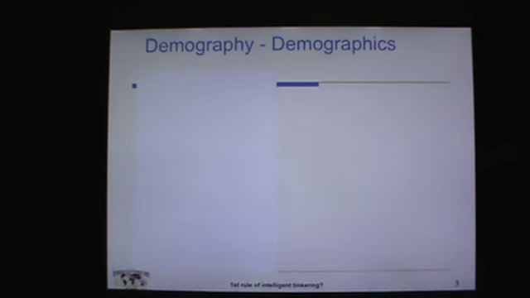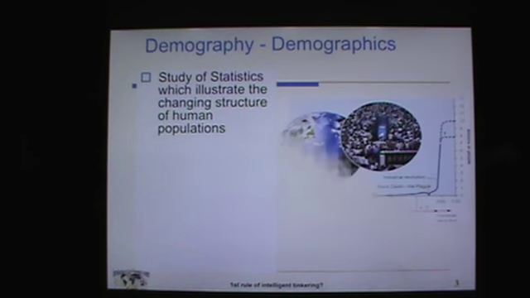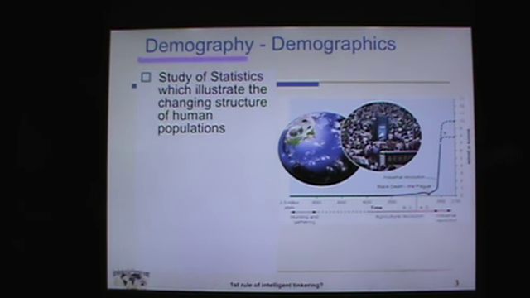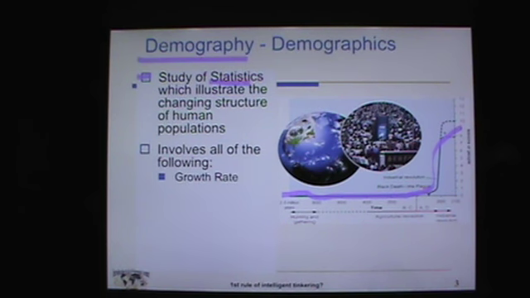So, what is demography, demographics? Demography, the study of statistics which illustrates the changing structure of human populations. That's this exponential graph we see here. Where's it going to end up? It involves all of these different statistical measurements. Growth rate, how fast are human beings growing in terms of a population? How many of us are being born over a certain period of time?